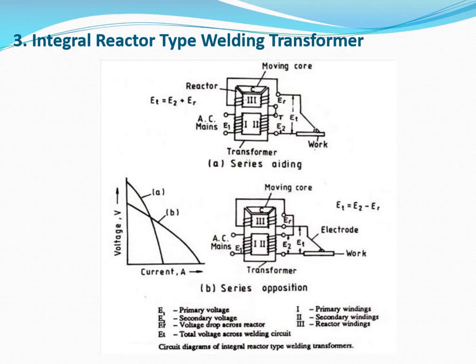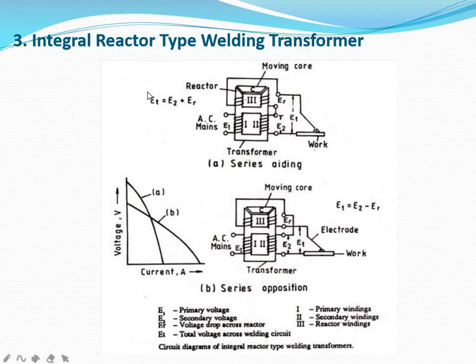The part that carries winding 1 and 2 is the transformer, and the part which carries the winding 3 is the reactor. The reactor can be connected with the secondary either in series aiding or in series opposition. Both the diagrams are shown.